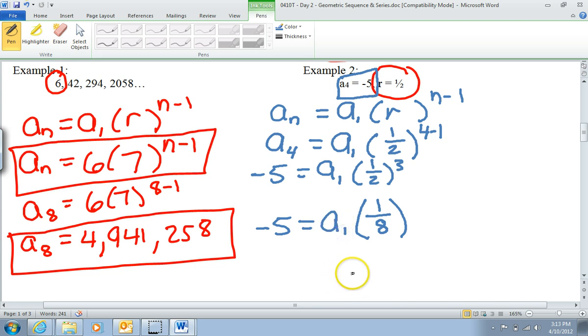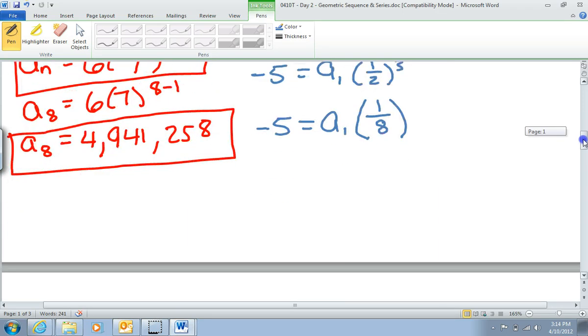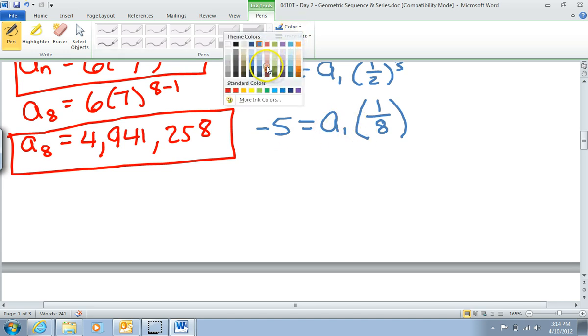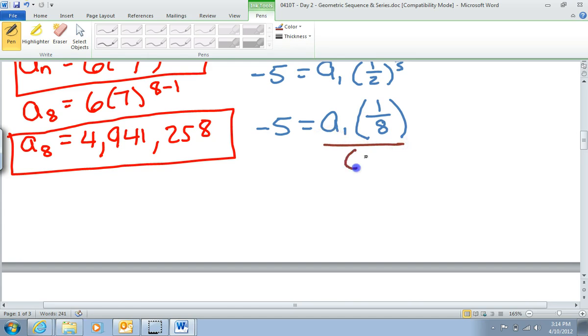So far we have this. Now our task was to find this A1 so we could write the formula. How will I get A1 by itself at this point? We're going to divide. Exactly. We're going to divide by 1/8. Let's divide both sides by 1/8.